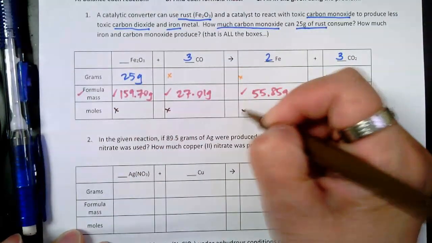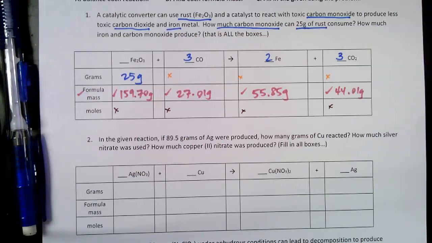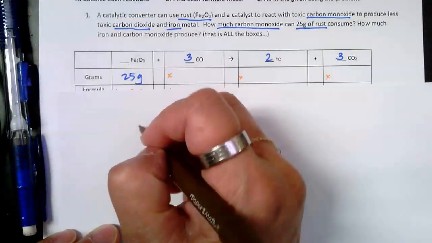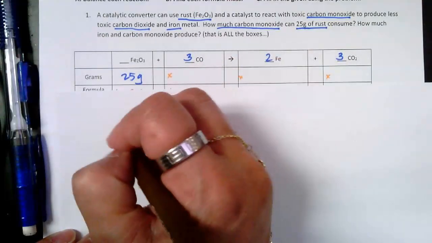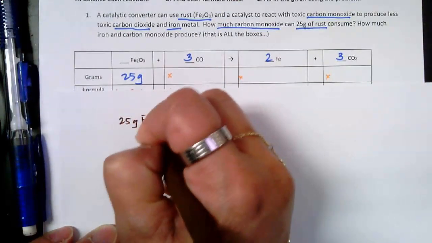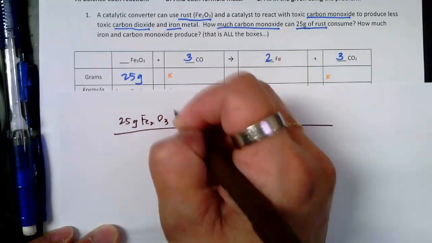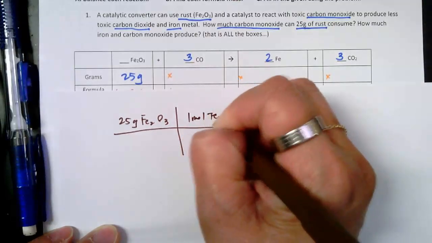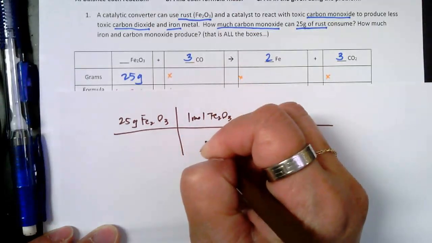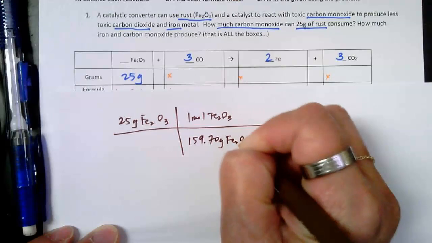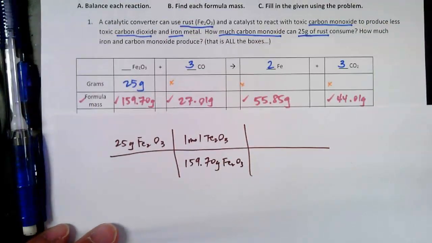Now we're going to do a dimensional analysis to solve for carbon monoxide. To actually answer this problem, I have 25 grams of Fe2O3, and then I'm going to do 1 mole of, this is my A, my known. Over here is grams, so we know that this is 159.70 grams, which is what we got from here.